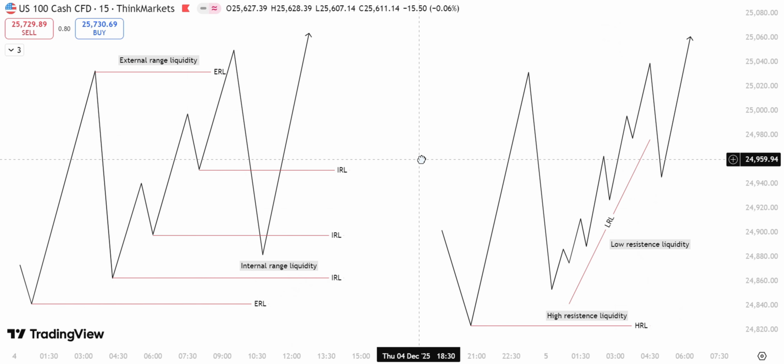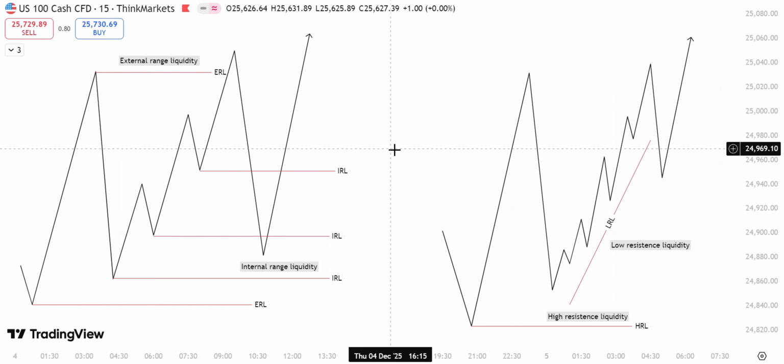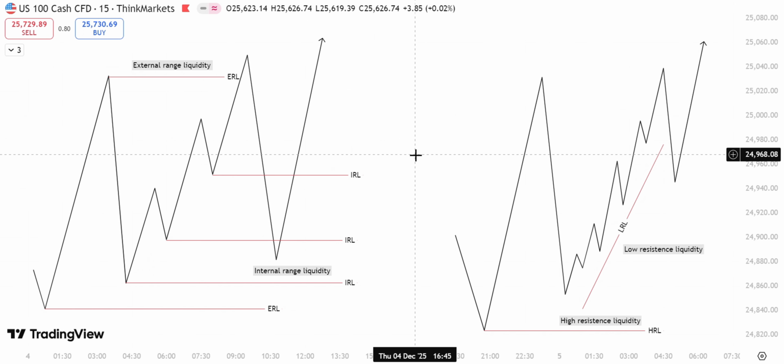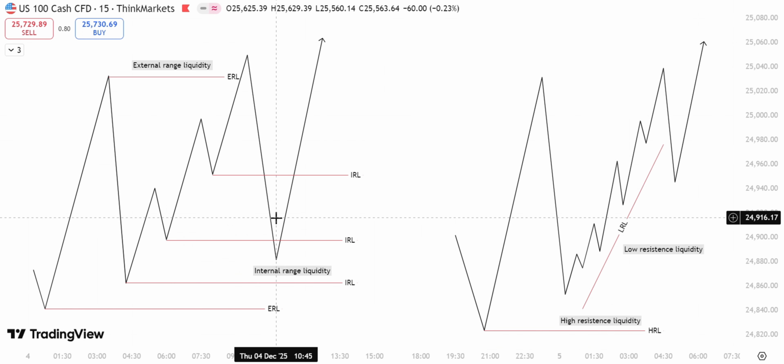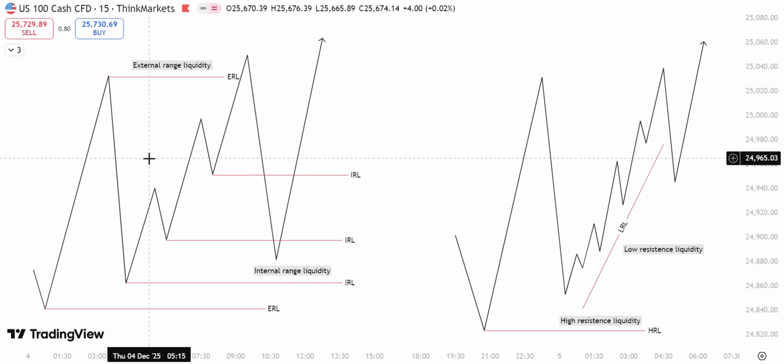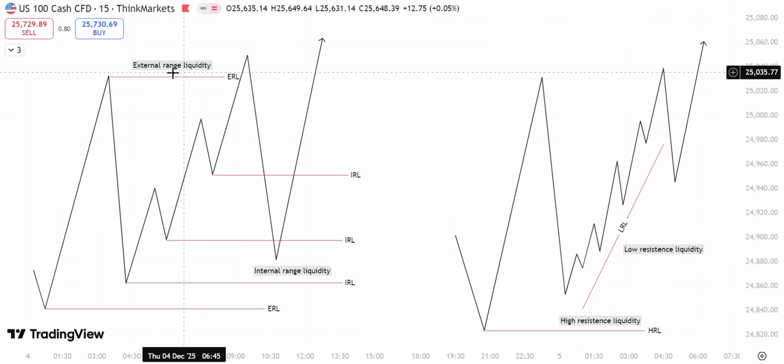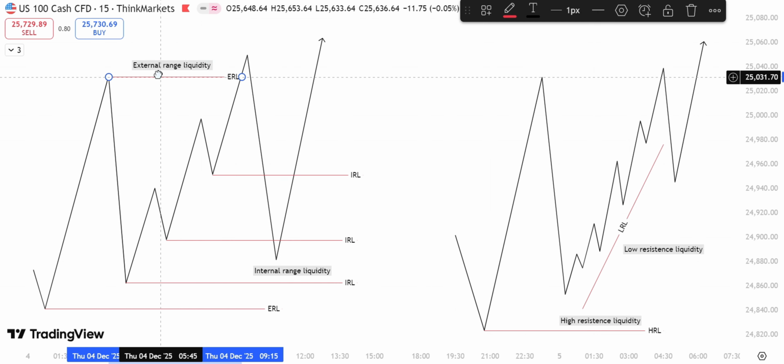Now let's look at these concepts. These look scary at first, but no, they're simple. External range liquidity and internal range liquidity. These can be targets and these can be points to be manipulated. External range liquidity can be our buy side and sell side. This is just to clear things up. It's not going to overcomplicate things.